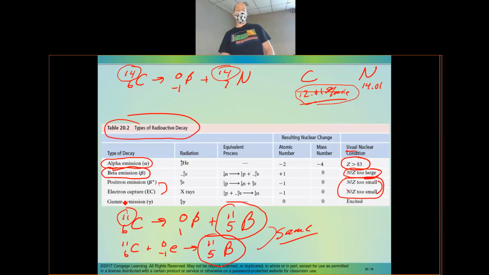And the only time you would pick a gamma emission is when something is in an excited state. We indicate that by an M. So you have a 99M, which is a metastable excited state. Then you would predict a gamma emission.